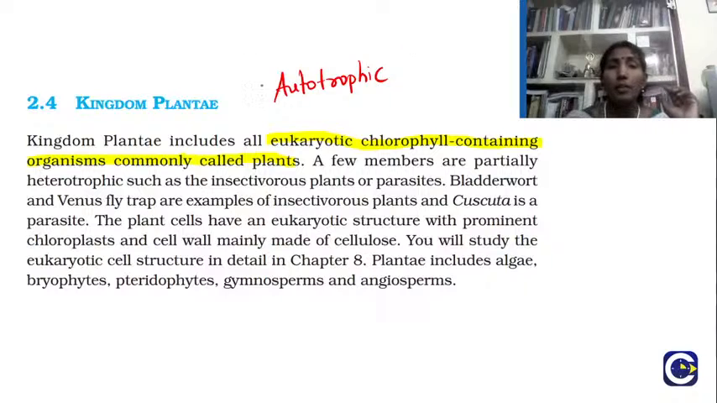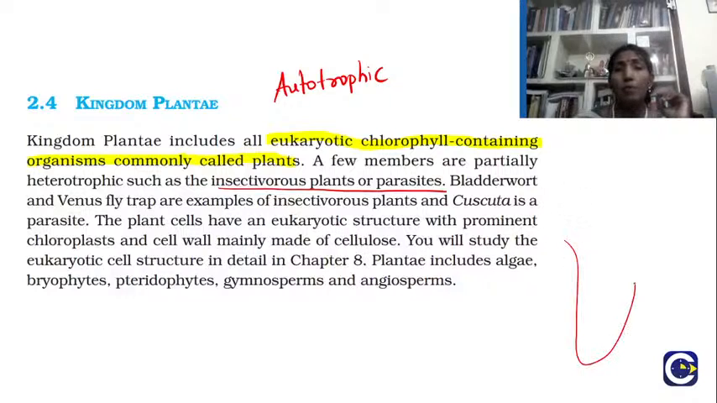Okay. So coming to this, we mostly think of autotrophic only. But there are plants that are heterotrophic, like the insectivorous plants or parasites, say bladderwort, or the pitcher plant, as we say. And Cuscuta, all that is a parasite. So the plant cells have eukaryotic structure. They have got a very prominent chloroplast and a cell wall, particularly made of cellulose. So that is where they are very characteristic. So what all does the plant kingdom include?